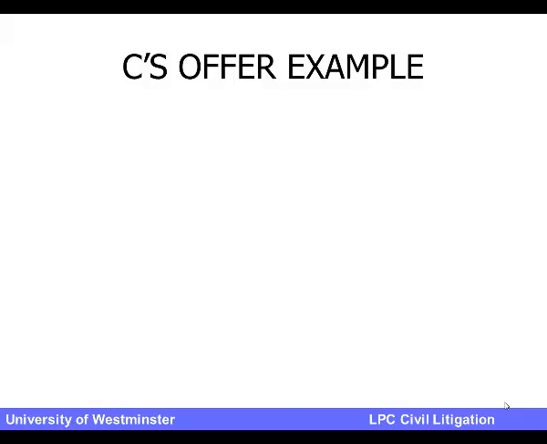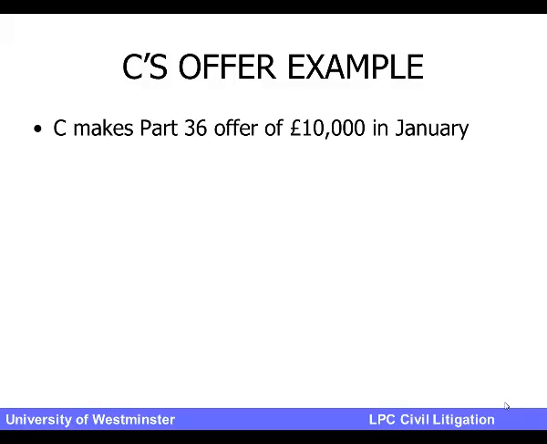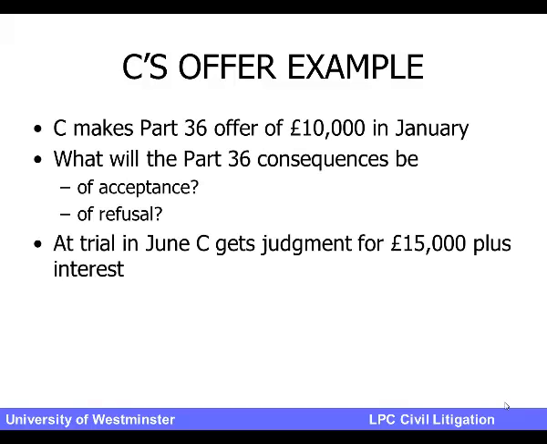Let's just go on to have a look at some examples. So here let's have a look at an example of the claimant's offer. Say the claimant makes a Part 36 offer of £10,000 in January. Let's look at what the consequences will be under Part 36 of acceptance and of refusal. In terms of refusal, we need to know what happens at trial. So at trial in June, we'll say that the claimant gets £15,000 plus interest.